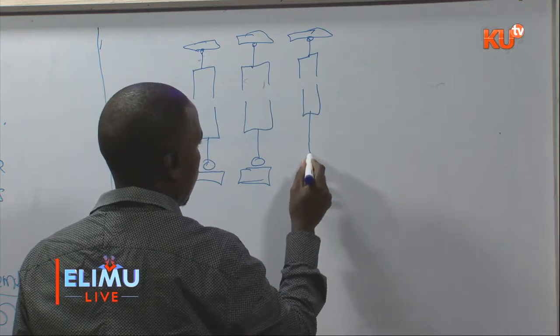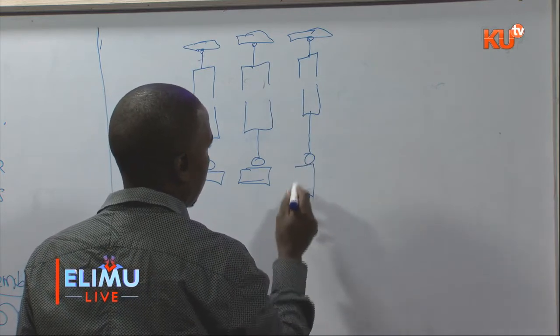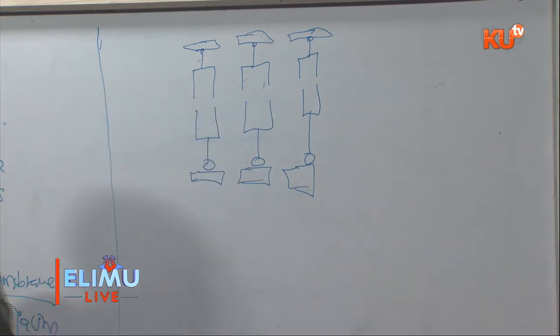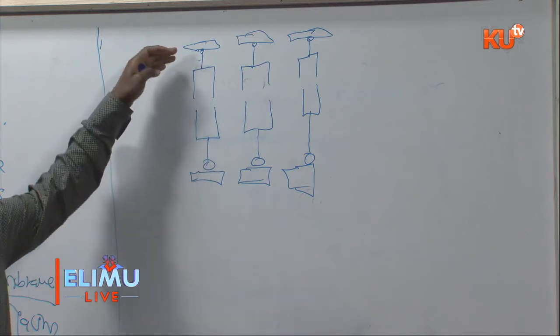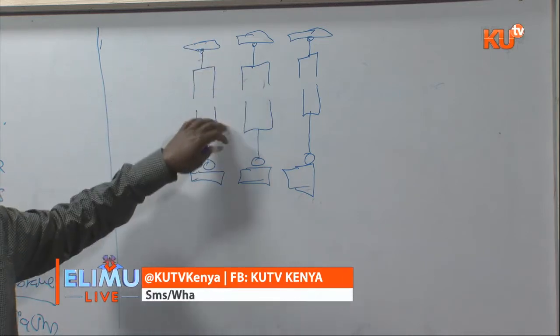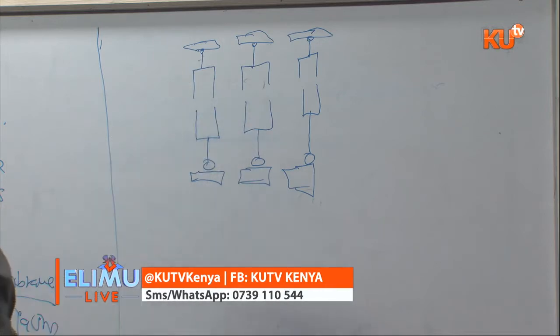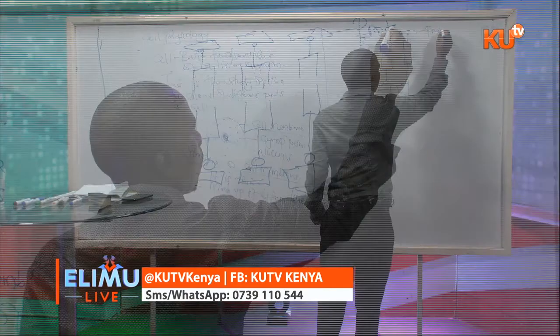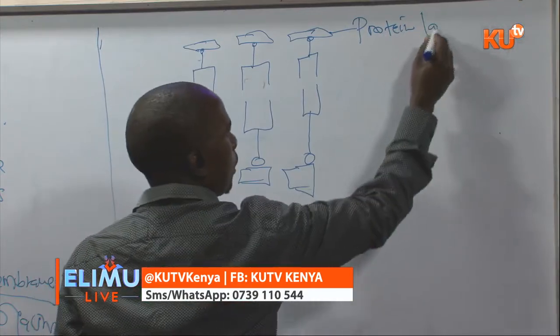This is the structure of a cell membrane. This one is enough for our illustration. Now you need to understand that either within or above these two layers here, which I'm going to name, we have what we call the protein layer, this one. Protein layer.